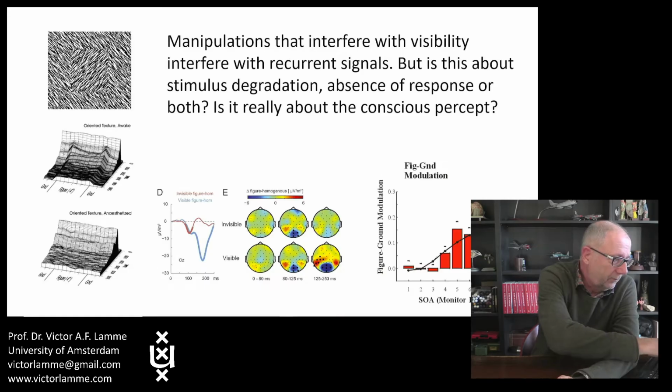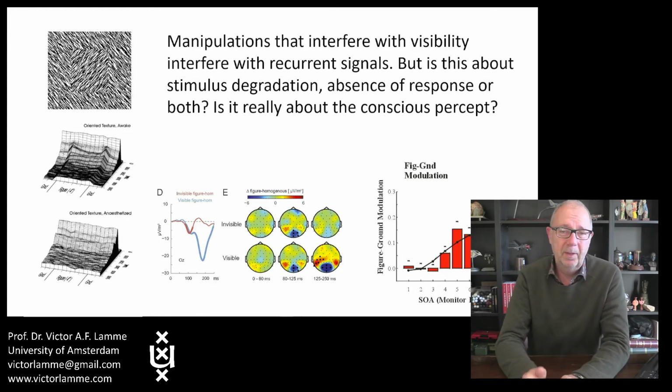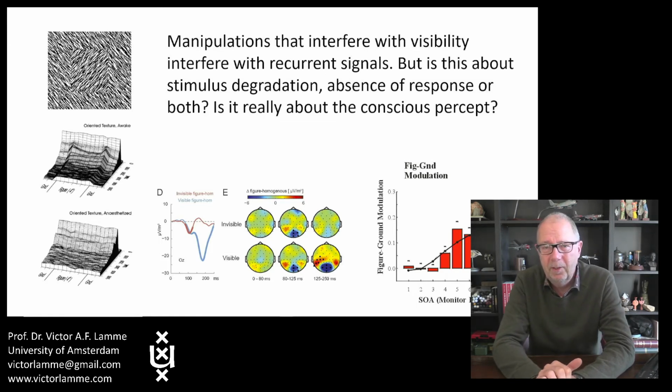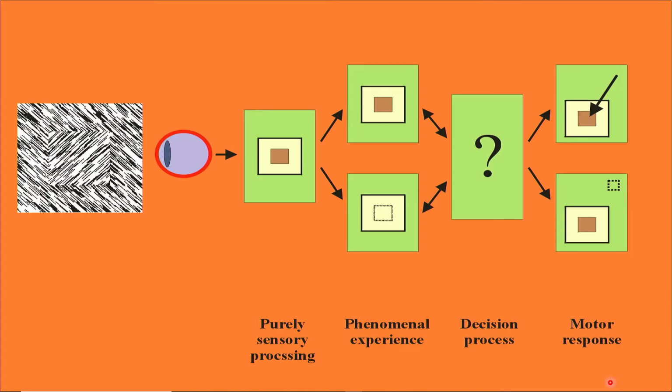Now, what does this mean? Is this about the stimulus that you degrade, of course, with masking or with the dichoptic masking, or is it about the report, because people don't say that they see the stimulus, or is it about the response, they don't push buttons and so on, or is it about the conscious percept? And this is important in the realm of the following.